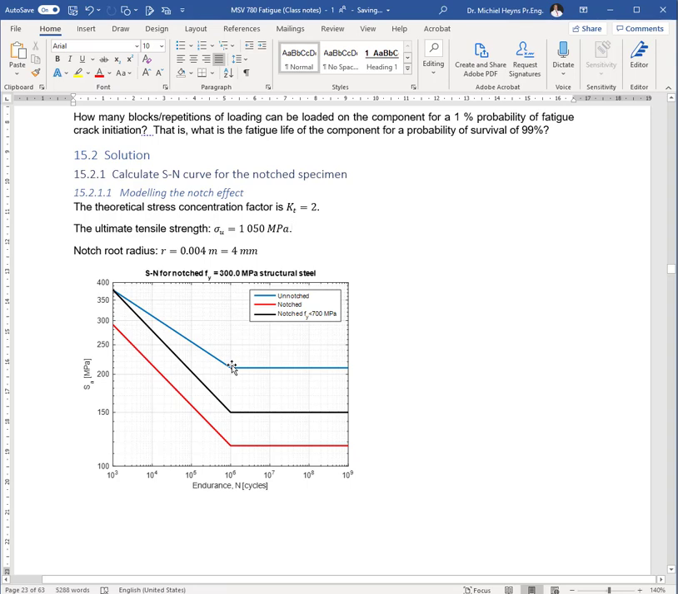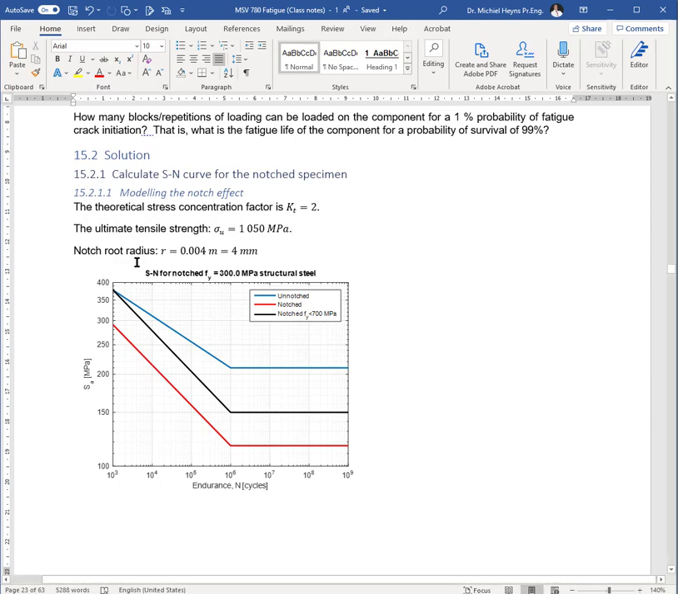So the point that we have there for the unnotched specimen, Se is equal to 0.5 ultimate tensile strength. That's for 50% probability of survival. And remember, that's for a rotating bending specimen. Then we need to drop the curve further to this point here by the notch fatigue factor that we're going to calculate now.